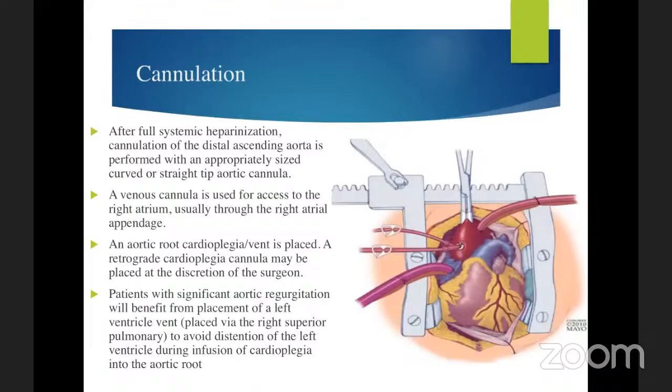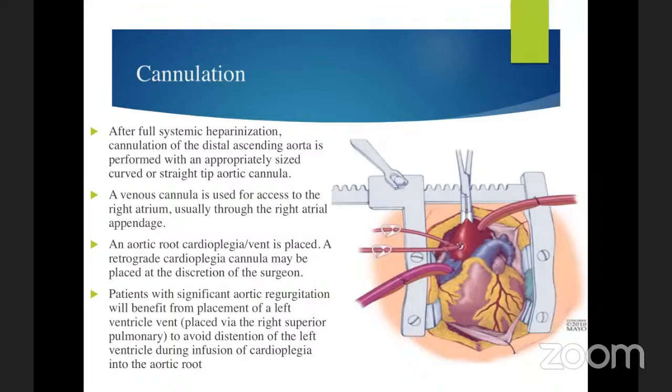After that, cannulation. After full systemic heparinization, cannulation of the distal ascending aorta is performed with an appropriate side-curved or straight tip aortic cannula. A venous cannula is used for access to the right atrium, usually through the right atrial appendage. Also, an aortic root cardioplegia vent is placed. A retrograde cardioplegia cannula may be placed at the discretion of the surgeon.